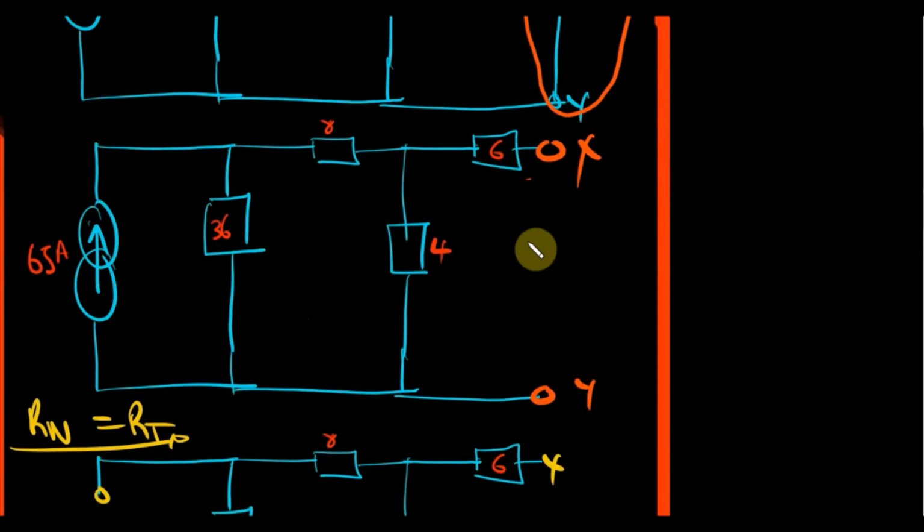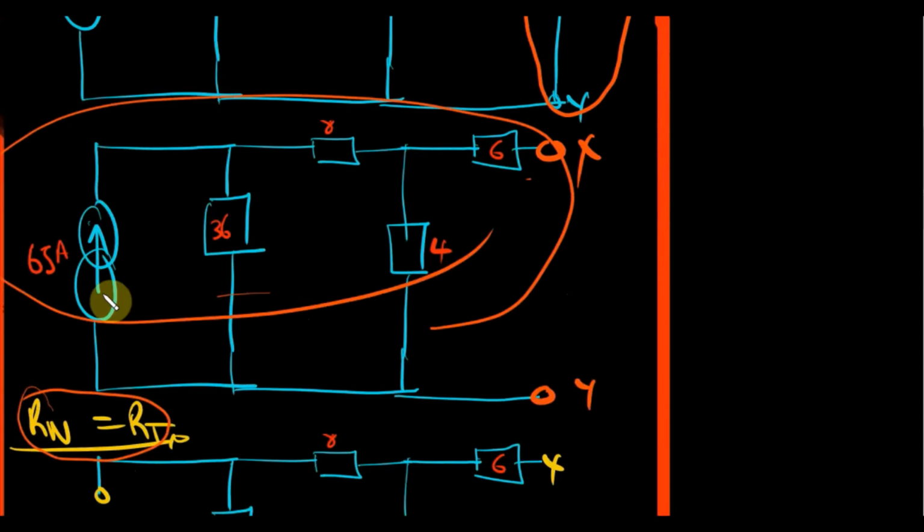From this point, you would evaluate your equivalent resistance, or you combine all these resistors. All these resistors you combine into a single resistor called Rn.